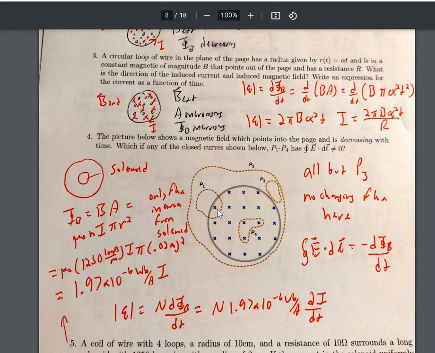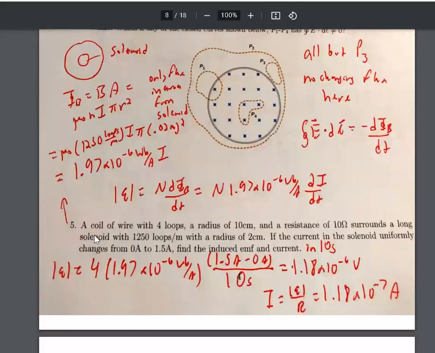So P1 won't have it equal to 0 because there's a little bit of the magnetic field going through here. P2 will have it not equal to 0 because inside of P2 is this changing magnetic field. The same for P4. Only P3 actually has it equal to 0, and that's because none of the magnetic field lines are traveling through this P3 here. Okay. So our next one.